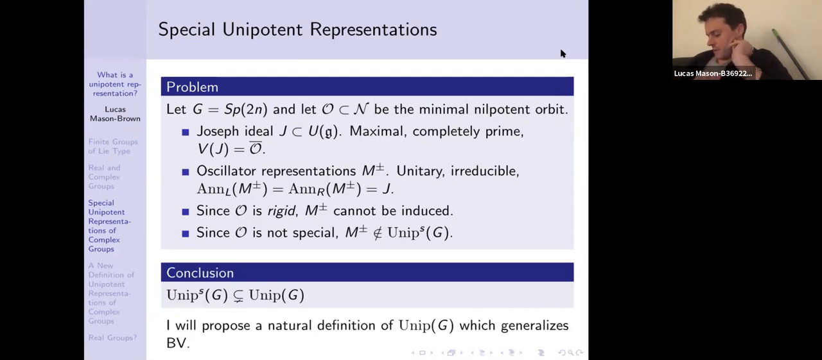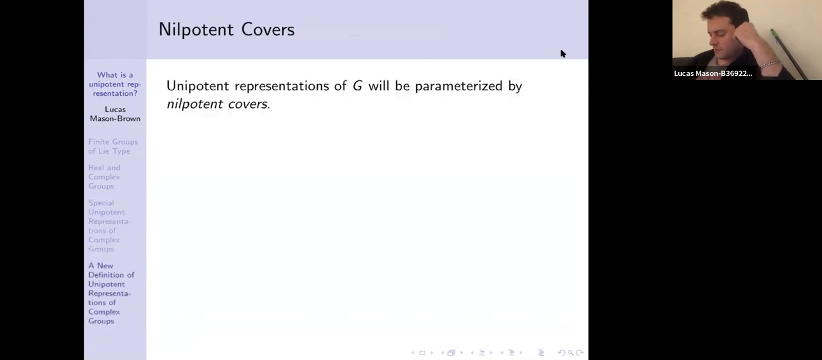So in the next few slides, I'm going to propose a natural definition of unipotent representations of G, which includes all of Arthur's representations, but also other representations like the metaplectic representations, which play a privileged role in unitary representation theory, and which sort of capture some of the spirit of Lusztig's theory for finite Chevalley groups.